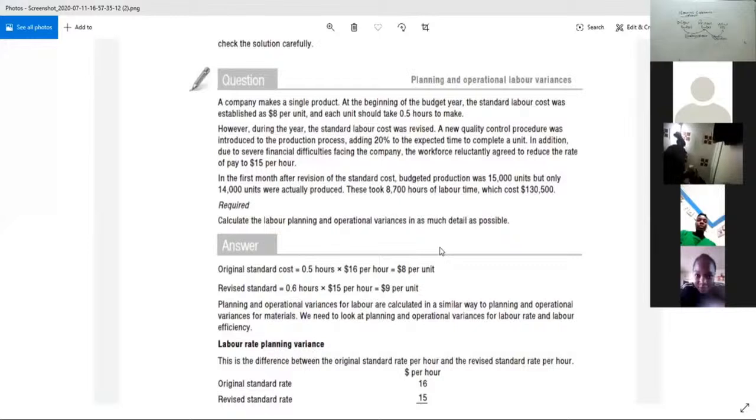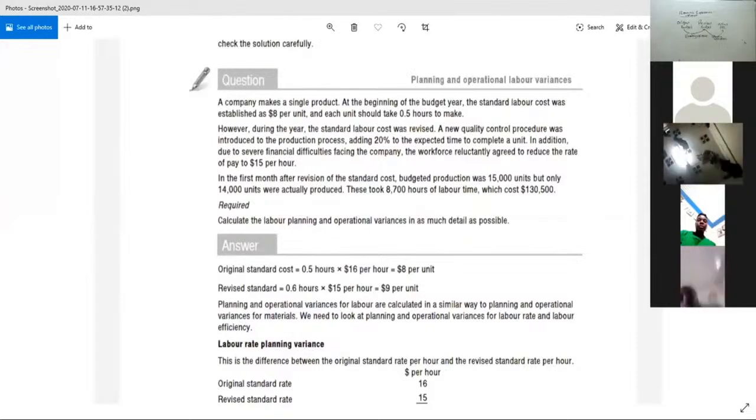So we are told there, a company makes a single product. At the beginning of the budget year, the standard labor cost was established to be $8 per unit, and each unit will take 0.5 hours to make. However, during the year, the standard labor cost was revised.